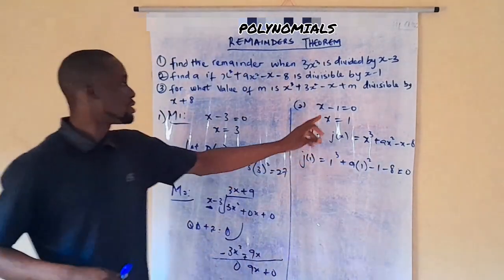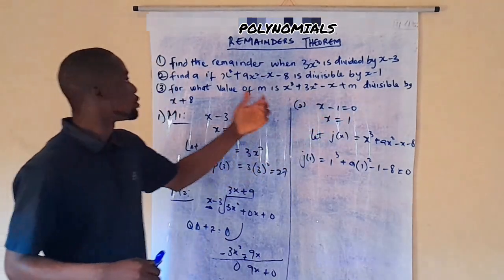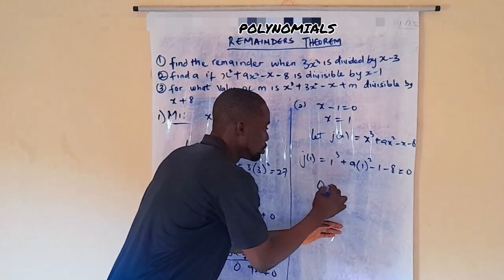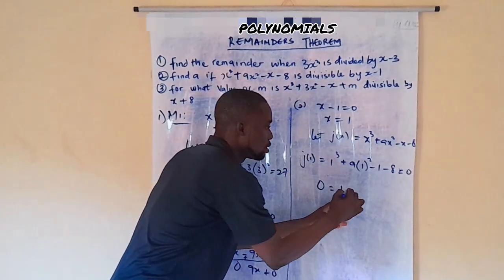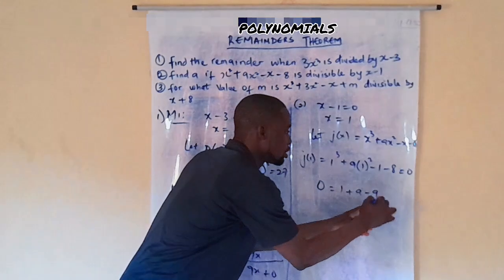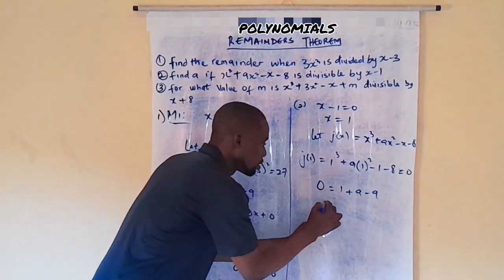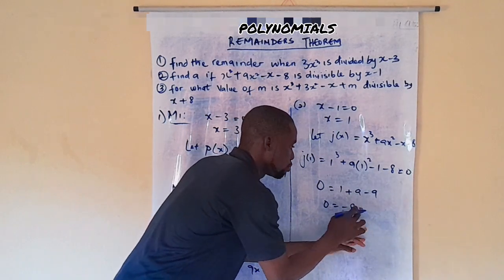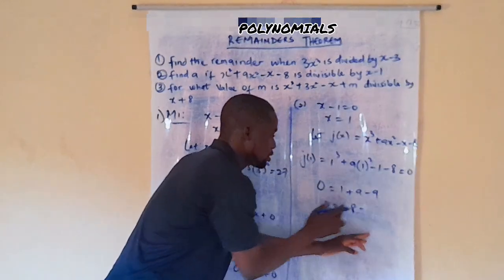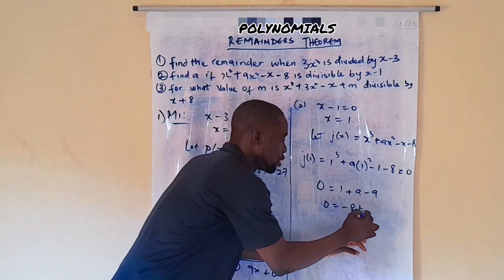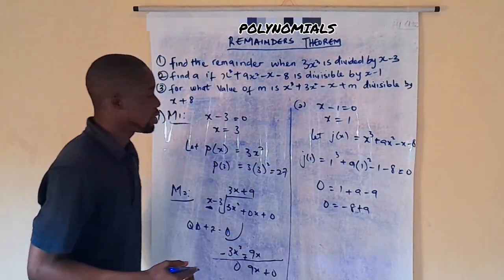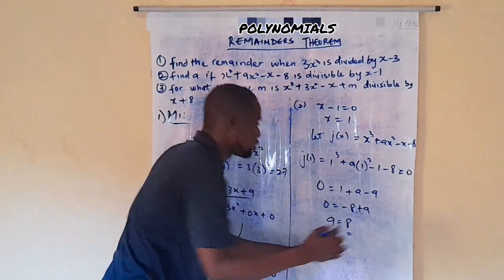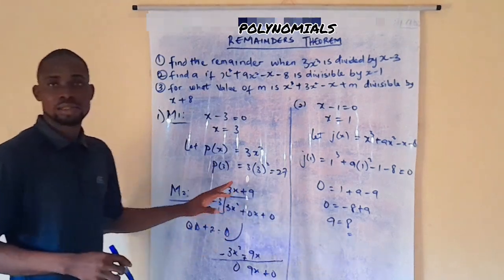Why? Because I said let x minus 1 be equal to 0 here, and I have to find the value of a in this polynomial. At this point, I'm going to have 0 equals 1 plus a minus 9. 0 equals 1 minus 9, which is minus 8, plus a. Finally, take minus 8 to the left. My a gives me 8. As simple as that.